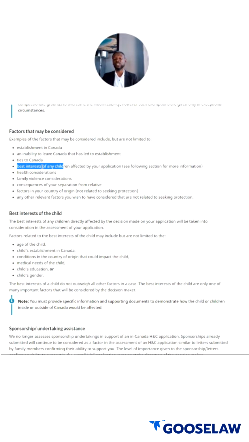And so if there is a child or if there are children involved, then that makes it stronger. It creates an opportunity to make a stronger argument that you be allowed to apply for permanent residency on humanitarian and compassionate grounds, because it's going to be in the best interest of your child that you be allowed to do so. Okay, so that's a strong argument, and we'll expound on that a little bit more.